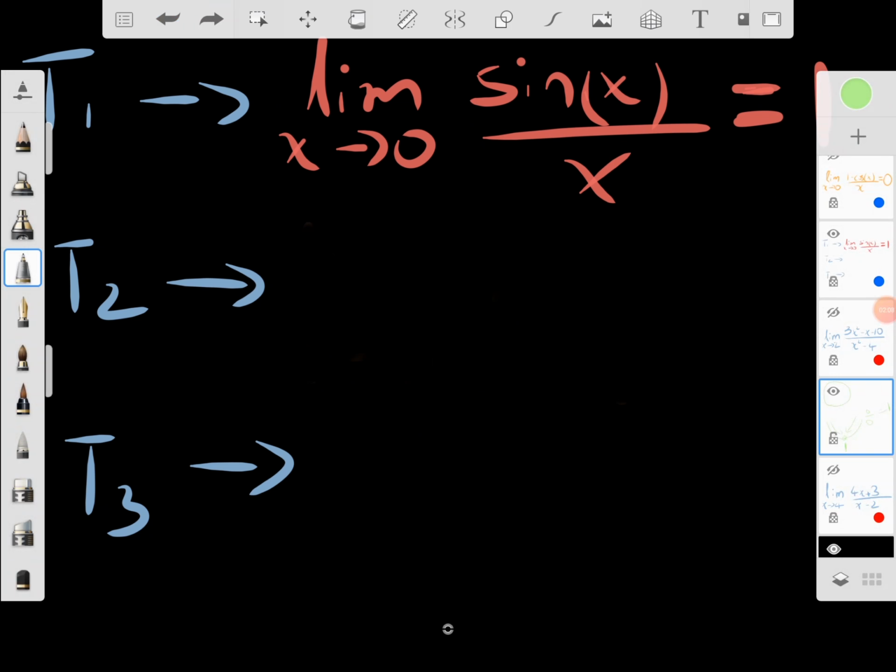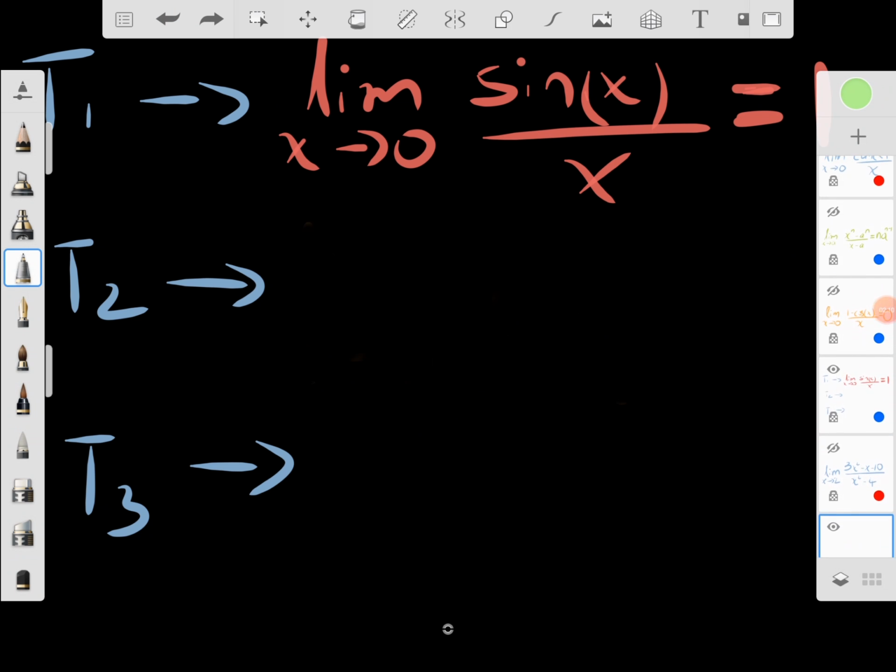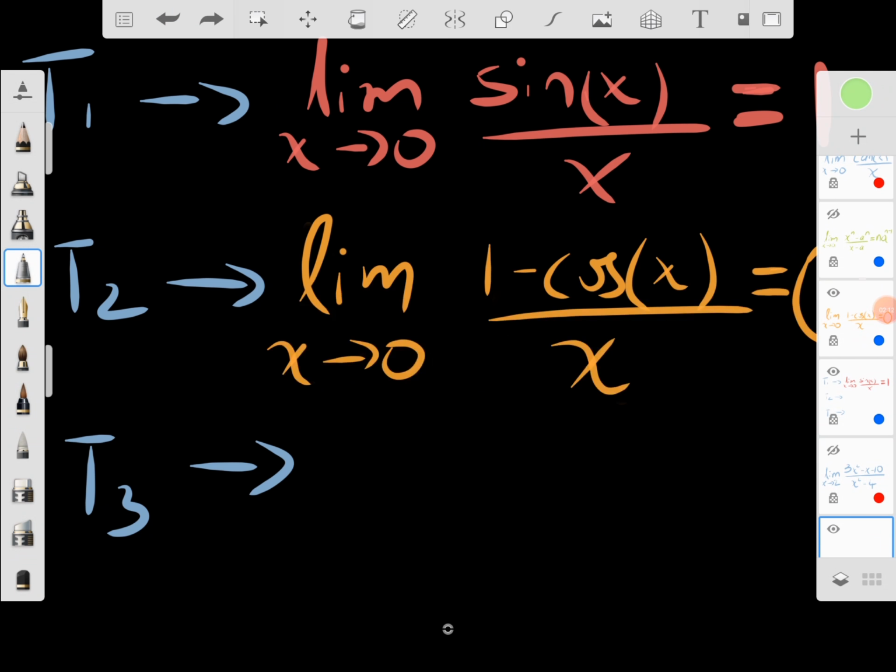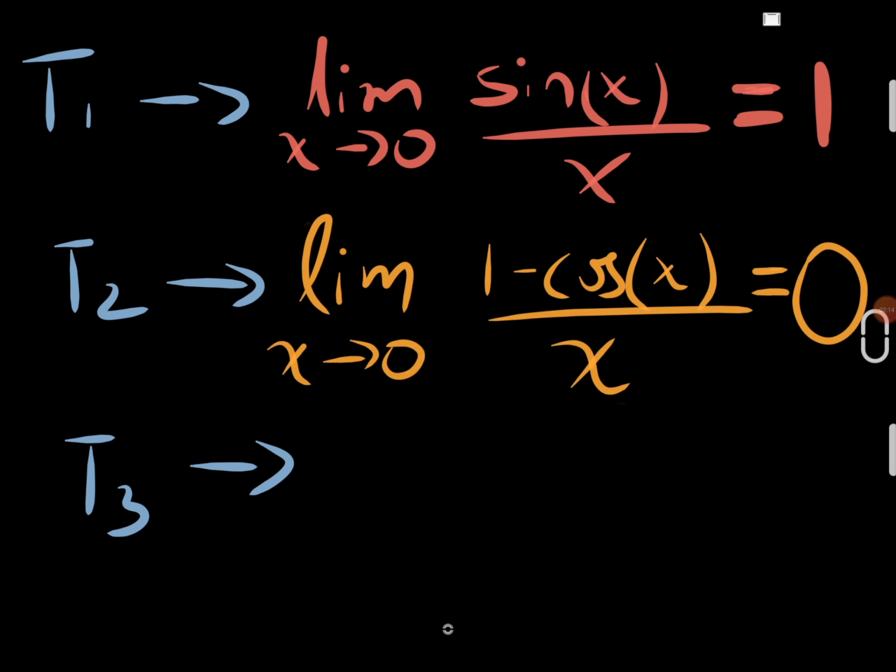Another theorem is: limit x tends to 0, 1 minus cos of x divided by x is equal to 0. That is, when x approaches more and more closer to 0, this fraction approaches more and more closer to 0. That is the second theorem.